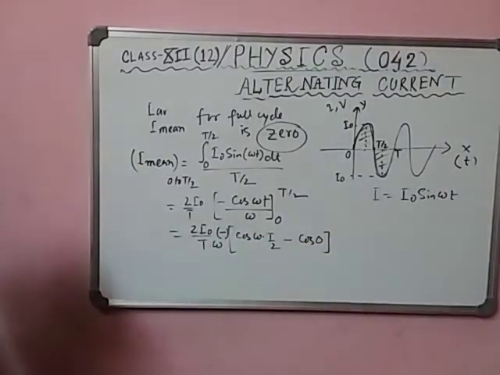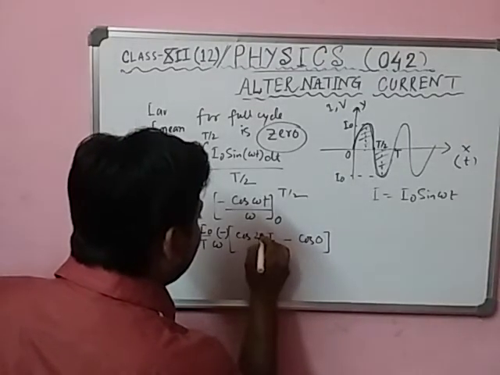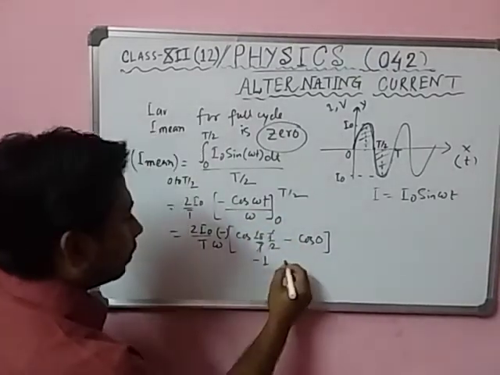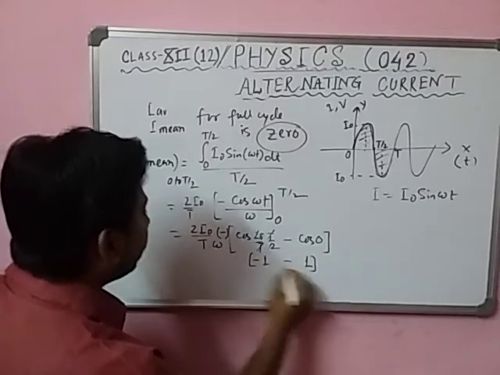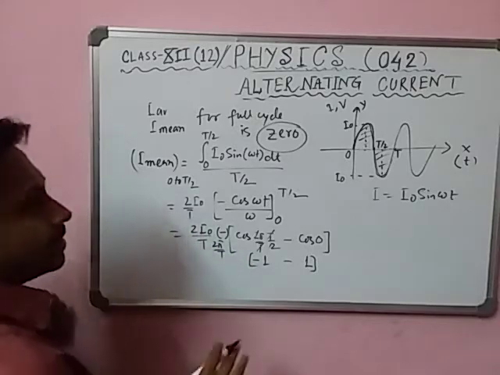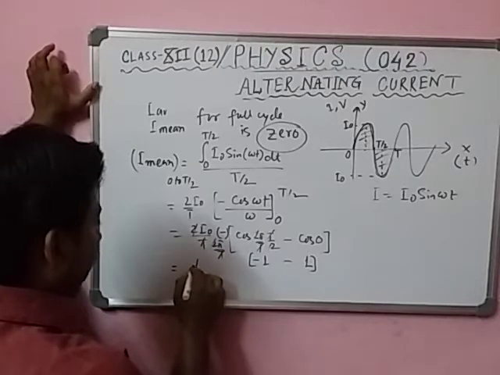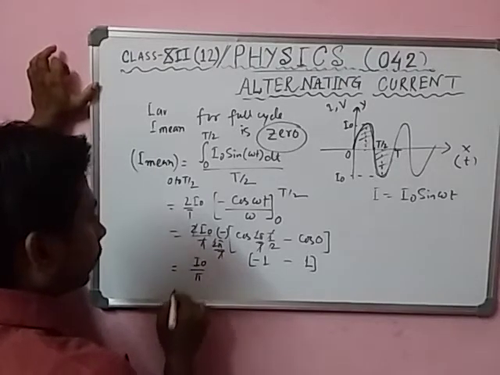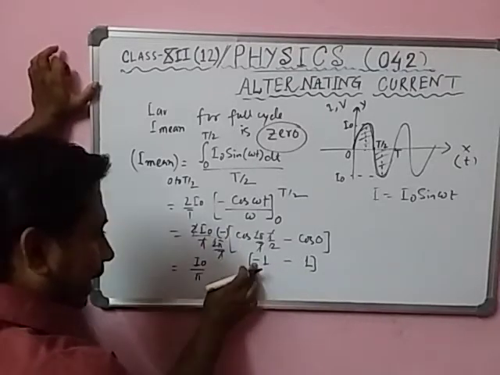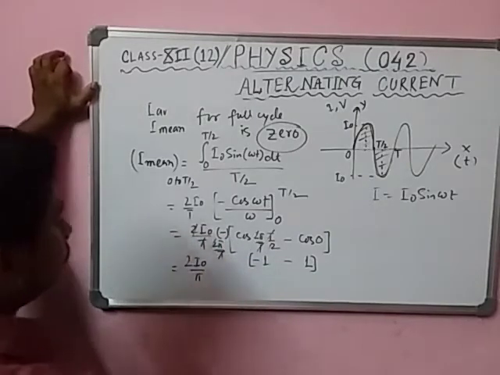Now put the value. You know omega means 2 pi by T. So 2 pi by T. T cancels, 2 cancels. cos pi means -1, minus cos 0 means 1. Here also, in place of omega write 2 pi by T. Please pause the video and write it down. So 2 cancels, T cancels. So I0 by pi, and -1 minus 1 gives -2, and with the minus outside, minus becomes plus.